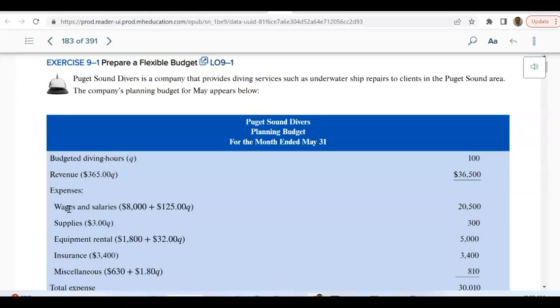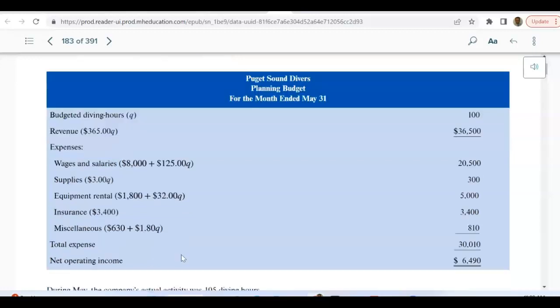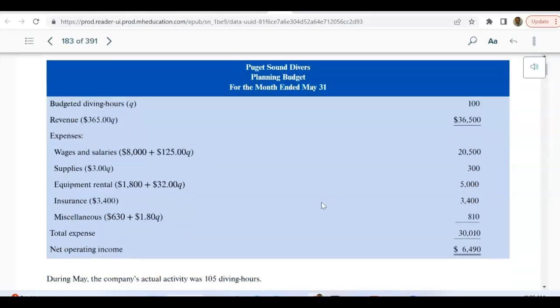We have some expenses. Wages and salaries, they have a fixed part and they have a variable part. Supplies, they have a variable expense. Equipment rental, they have a fixed expense and some variable. Insurance is always fixed, looks like. Miscellaneous, they have some fixed expenses and $1.80 per diving hour. That's a variable. Okay, but this is the planning budget.